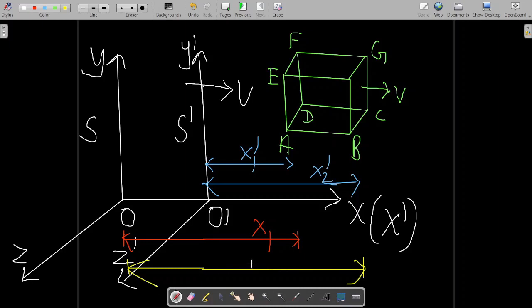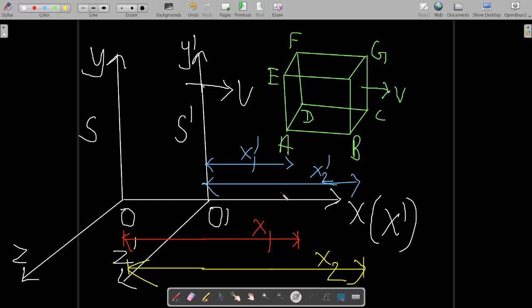What is this? This is, suppose, x2. Now from this point O, the distance of point A is x1. From this point O, the distance of point B is x2. From this point O prime, the distance of point A is x1 prime. From this point O prime, the distance of point B is x2 prime. Okay, got it? So these are the things which we have with us.